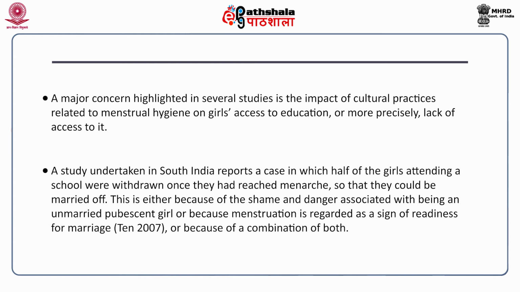This is either because of the shame and danger associated with being an unmarried pubescent girl, or because menstruation is regarded as a sign of readiness for marriage, or because of a combination of both. In line with this, there is another study of girls' experiences of menstruation and schooling in Kilimanjaro, which revealed that in sub-Saharan African societies, social pressure is so frequently employed to force girls, once they have reached reproductive age, to enter into early marriage, which also forces them to quit school.